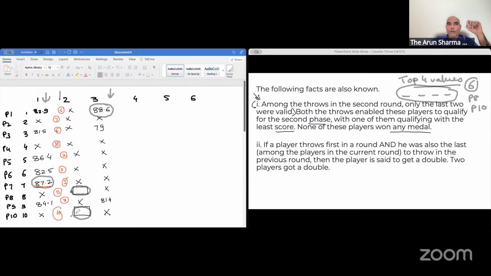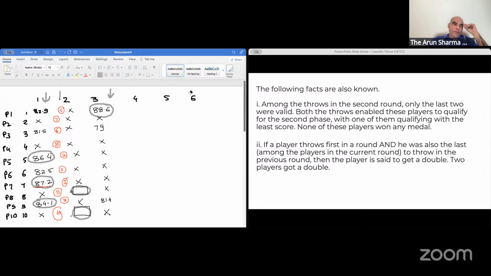But we don't know their values, so we are looking at the top four among the rest. What are the top four throws? So I got 88.6, I got 87.2, I got 86.4, and the fourth highest in this list is 84.1. So I now know my six qualifiers. My qualifiers are going to be P1, P5, P7, P8, P9, P10.